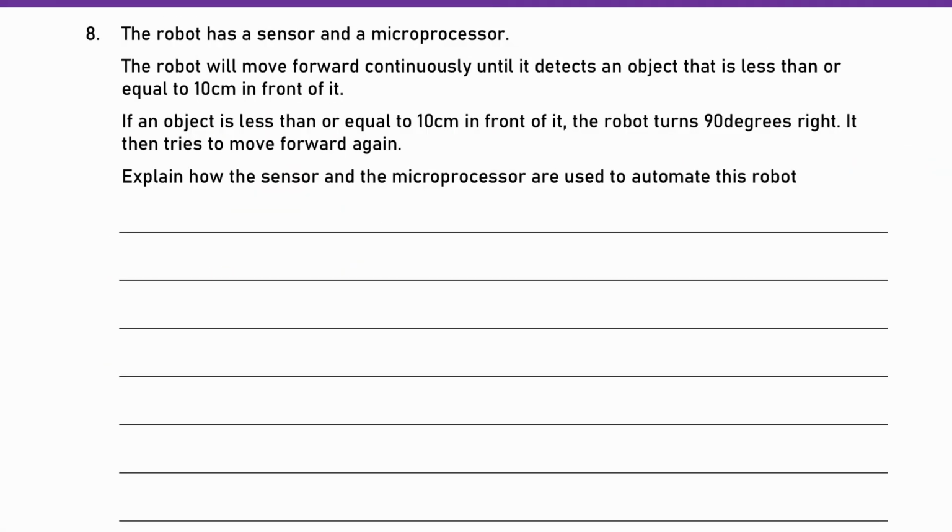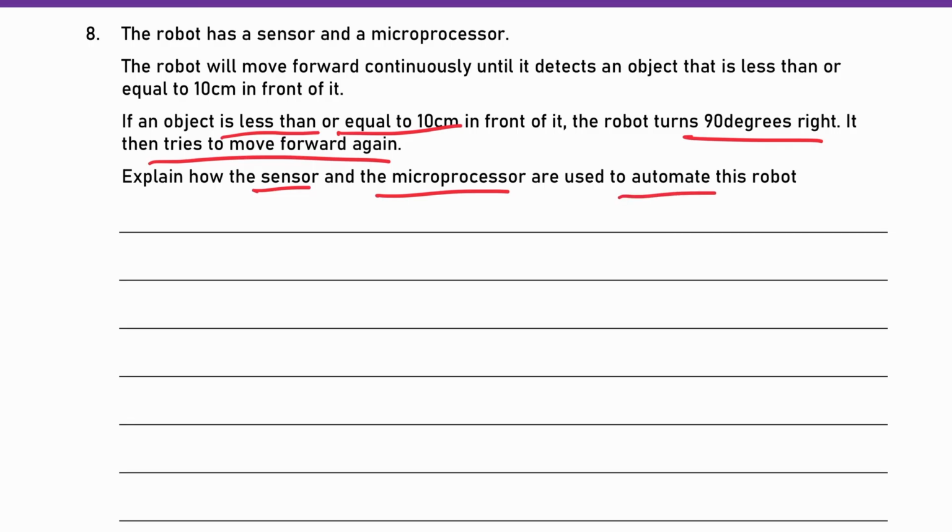Question 8, a robot has a sensor and a microprocessor. So this is similar to the question from before. The robot will move forward continuously until it detects an object that is less than or equal to 10 centimeters in front of it. If an object is less than or equal to 10 centimeters, it will turn 90 degrees to the right and then try to move forward again. Explain how the sensor and microprocessor are used to automate this robot.